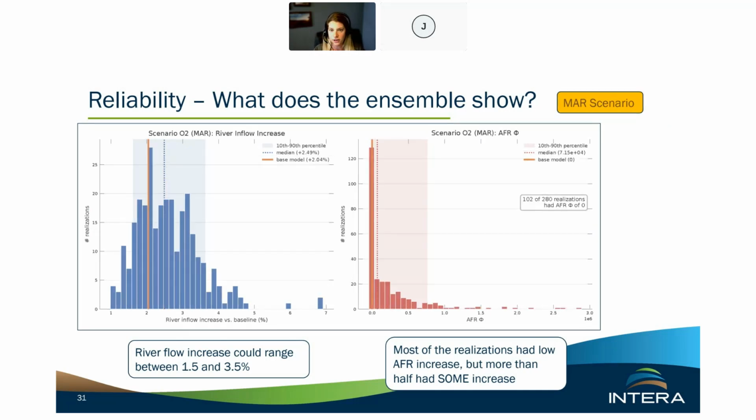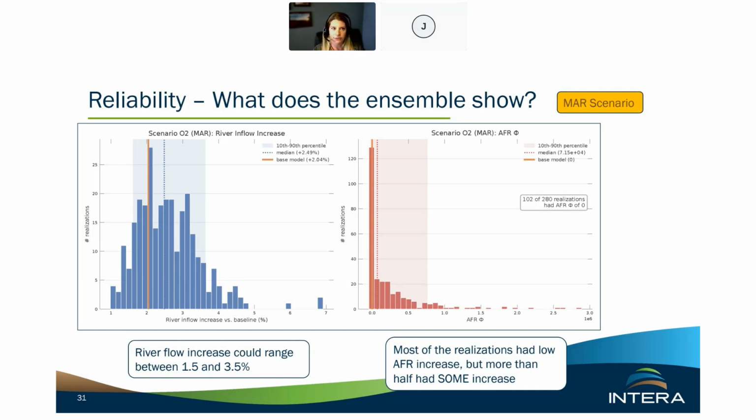When we look at these same results with our MAR scenario, we see really similar river impacts, a 1.5 to 3.5% range. But now when we look at the AFR triggering, we have much less of those ensemble members in that first bin, and they're now more spread across those lower bins. We're still on the low end of the histogram. We're still in the part that prefers a much smaller AFR triggering value. Now we see 102 out of 280 realizations had no AFR triggering. So that's about 35%, which means 65% of them have some AFR triggering.